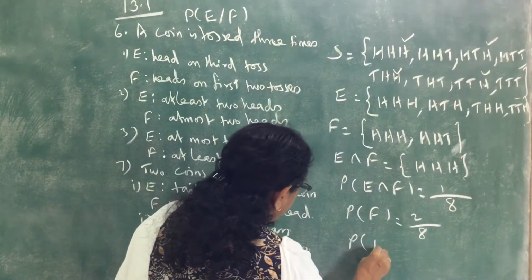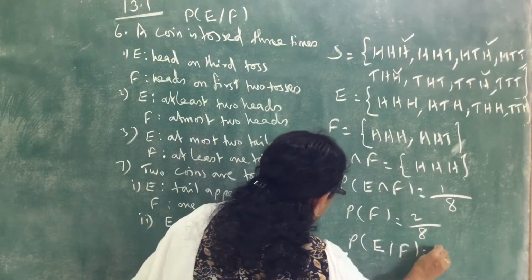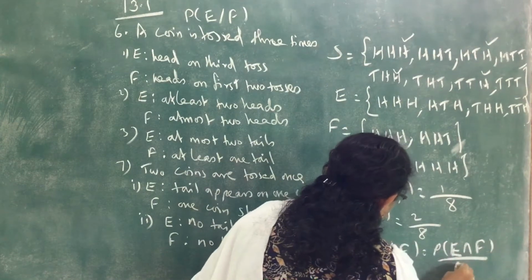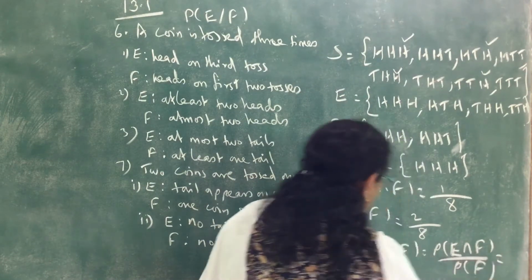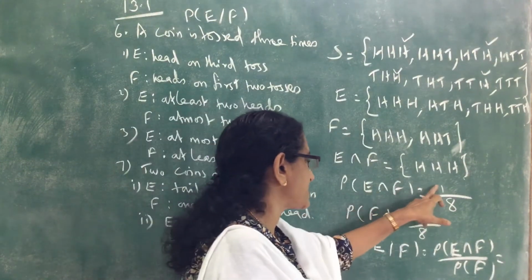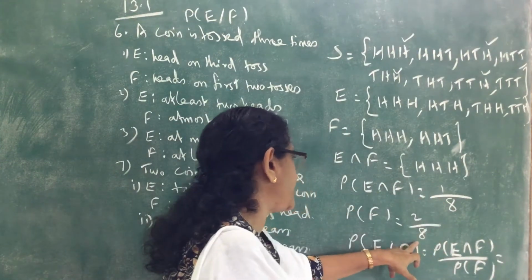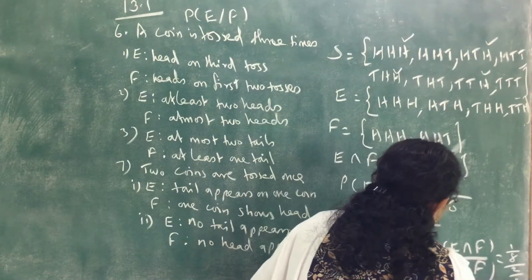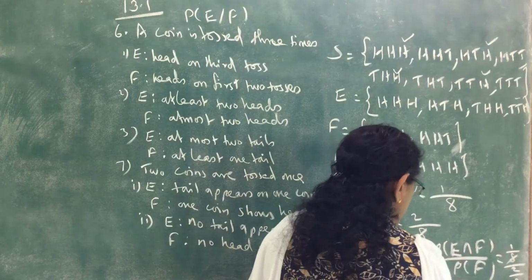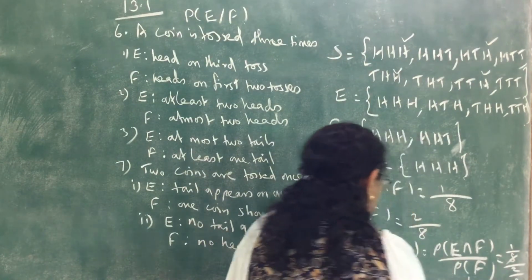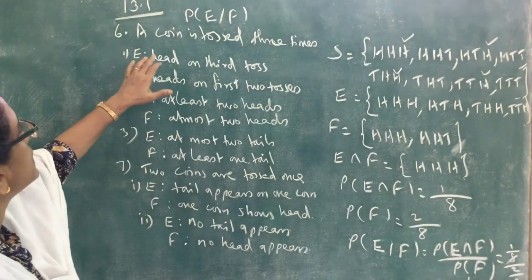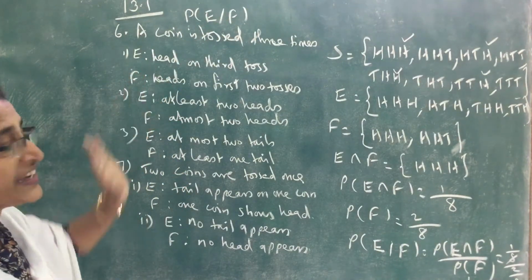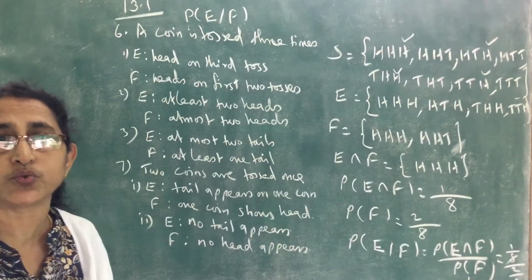So now we can find the probability of E given F. Therefore, probability of E given F equal to probability of E intersection F divided by probability of F, that is 1 by 8 divided by 2 by 8. Cancelling 8, we get 1 by 2. So that is the answer. In the first question, probability of E given F equal to 1 by 2. That is the method.